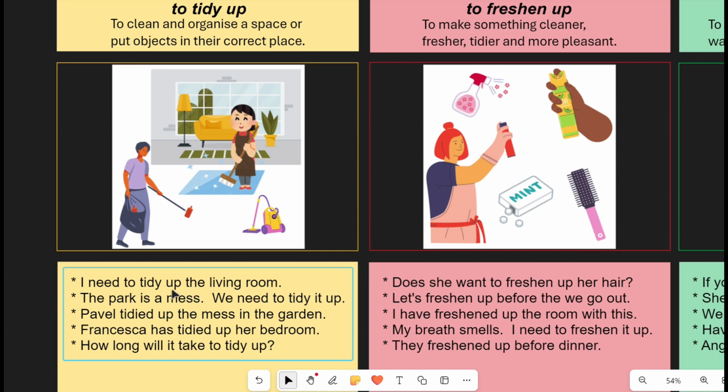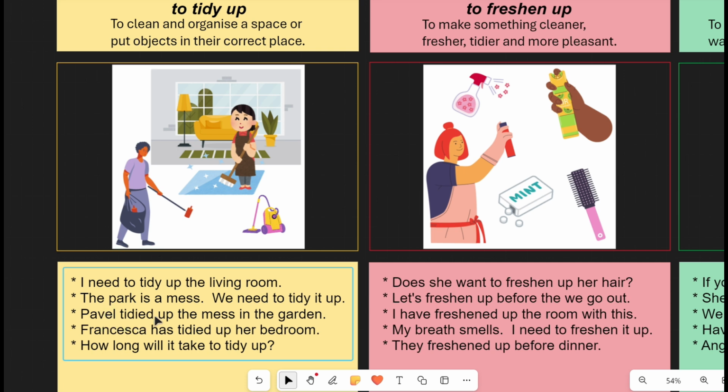I need to tidy up the living room. So maybe that's what she's saying. This room is not in order, so she wants to tidy it up. The park is a mess. We need to tidy it up. Of course, you've got a pronoun in between tidy and up. To tidy something up. That's what he's doing. He's tidying up the park.